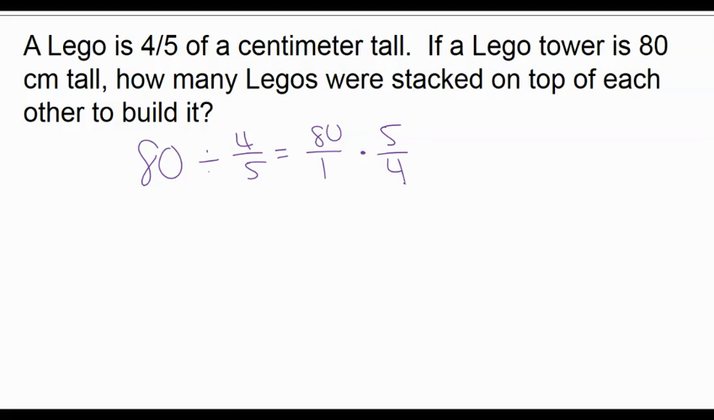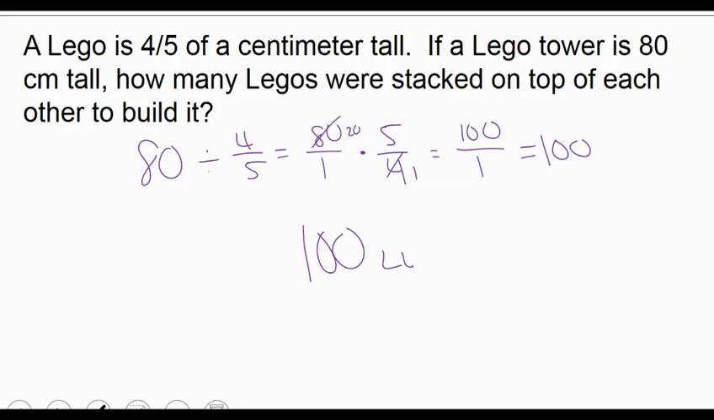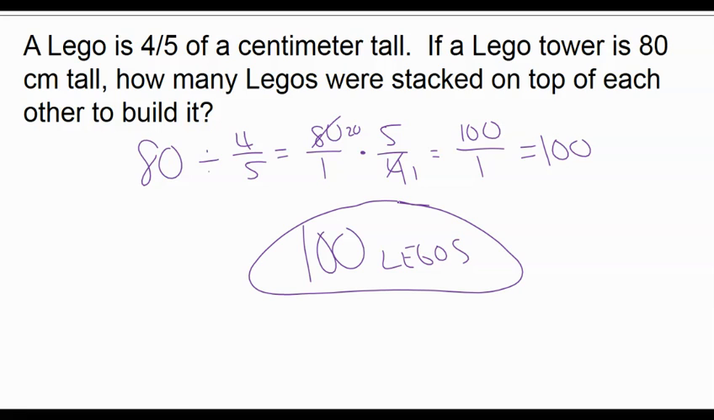So now I'm going to simplify beforehand because I can see I have 80 and 4. I know they both could divide by 4. So that would be 20, and that would be 1. This is a lot easier now. 20 times 5 is 100. 1 times 1 is 1. 100/1 is just 100. So there are 100 Legos in an 80 centimeter tower.